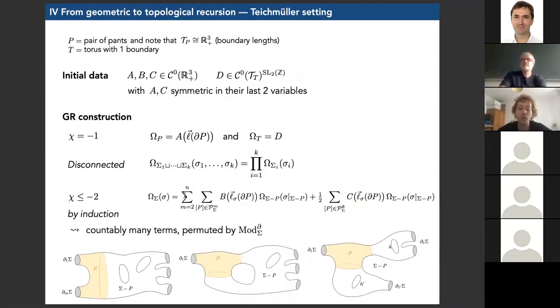And for that, you say the following thing. You're going to sum over all ways of excising this homotopy class of pairs of pants. Depending on which situation you are in, you put a B or C. And what's the value of this function on a given hyperbolic metric? The B and C you evaluate on the triple of hyperbolic lengths of these boundaries of the pair of pants. And the term omega sigma minus P that you already know from the induction process, it's a function on Teichmüller space of sigma minus P. You evaluate it on the restriction of the hyperbolic metric to sigma minus P. So this sum is countably infinite.